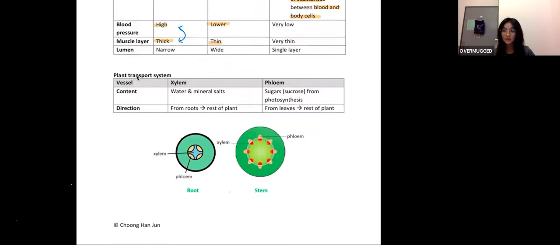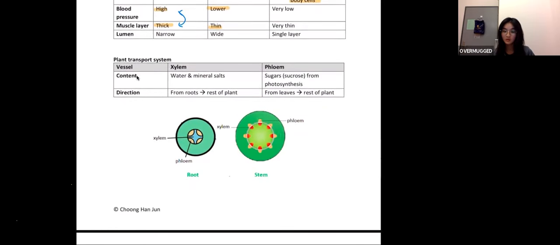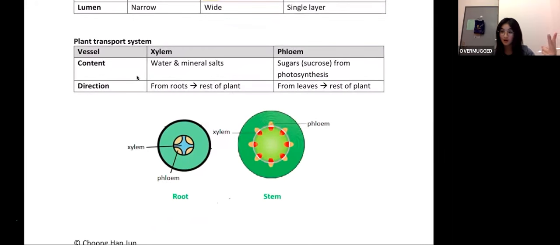Last one, plant transport system. What do you need to know? You'll cover this in primary 6. There are two types of transport vessels, xylem and phloem. Xylem transports water and mineral salts. Phloem transports sugars from photosynthesis. Now, take note, specifically what sugar? Sucrose. Take note, it transports sucrose.